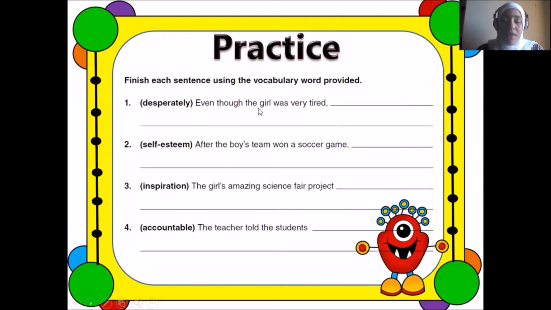Even though the girl was very tired, what happened? Okay, she ran desperately to the finish line. She ran with no hope. She ran desperately to the finish line.